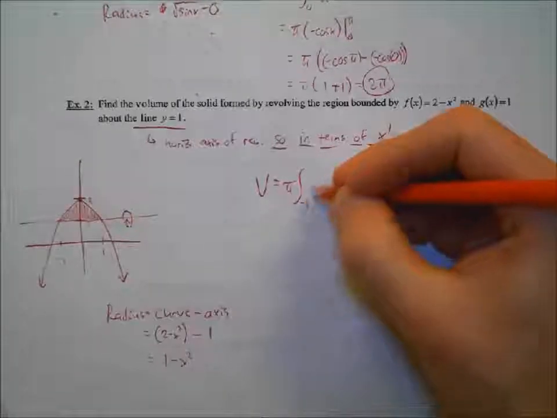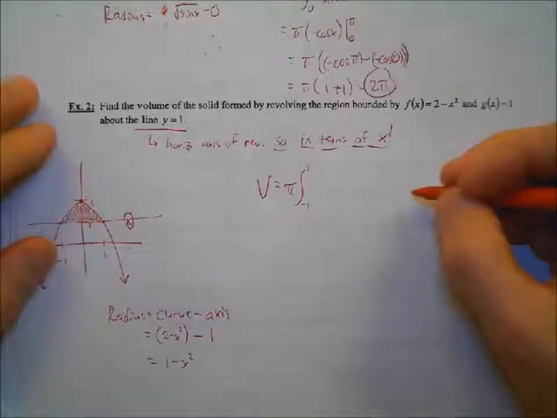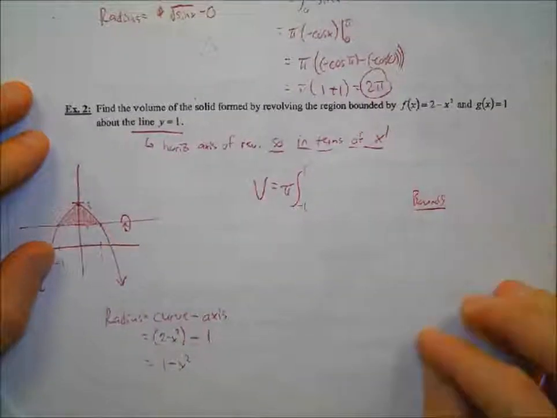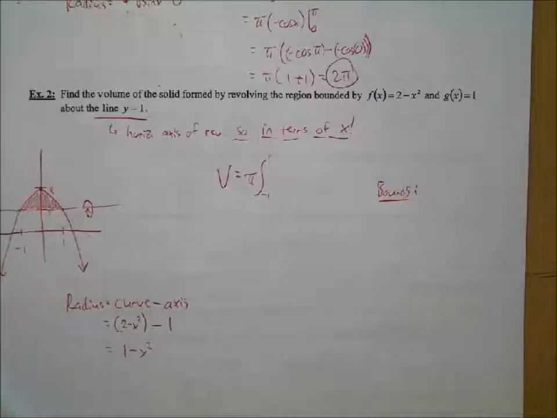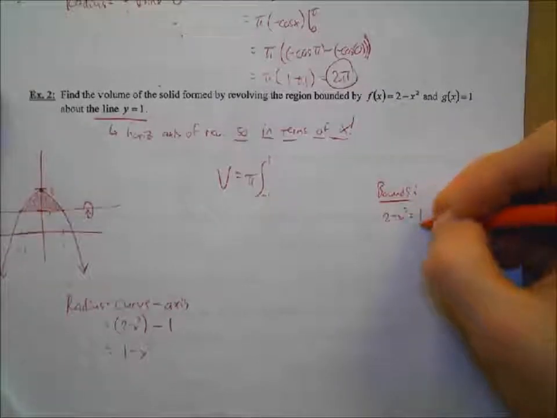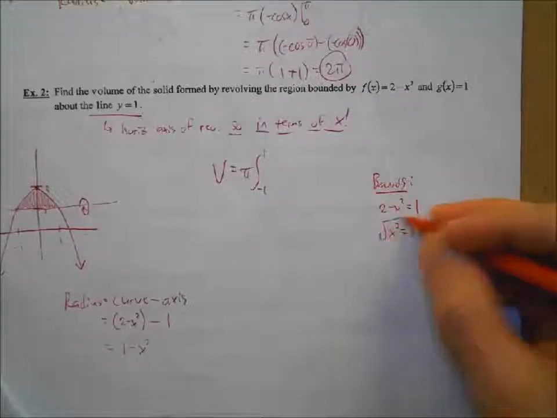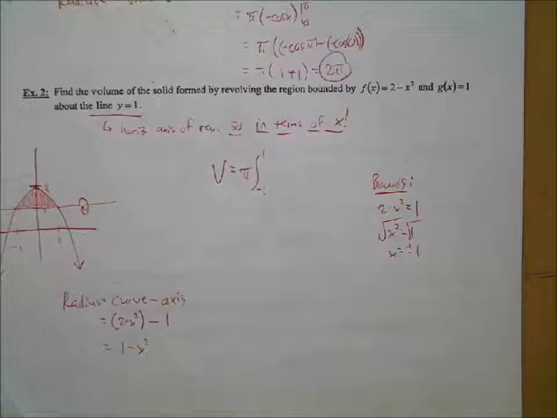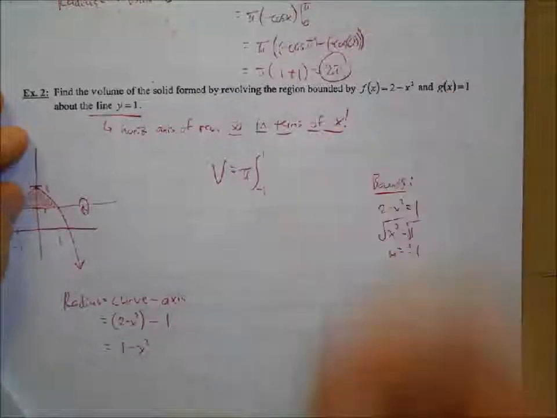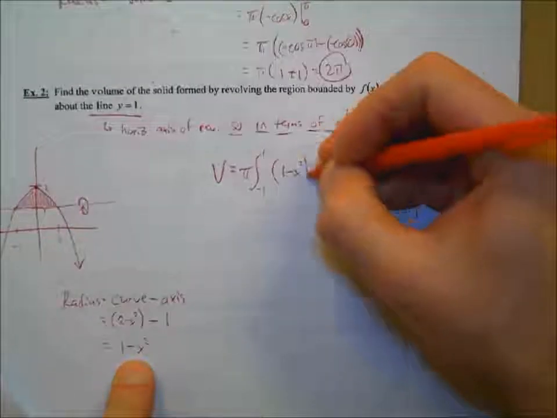We're going to integrate from negative 1 to 1. Now, we're using our visual aspect to confirm that, but let's confirm that algebraically too. Let's identify the bounds just to make sure that's right. In order to identify the bounds in this case, what should we do? Set the two curves that bound our region equal to one another. So 2 minus x squared equals 1. I'll subtract the 1 over, add the x squared over, so I get x squared equals 1. Square root both sides, x equals plus or minus 1. Very good. So we were right in our visual inspection there. So we do integrate from negative 1 to 1. Pi's in front there. And our radius is 1 minus x squared, squared dx.